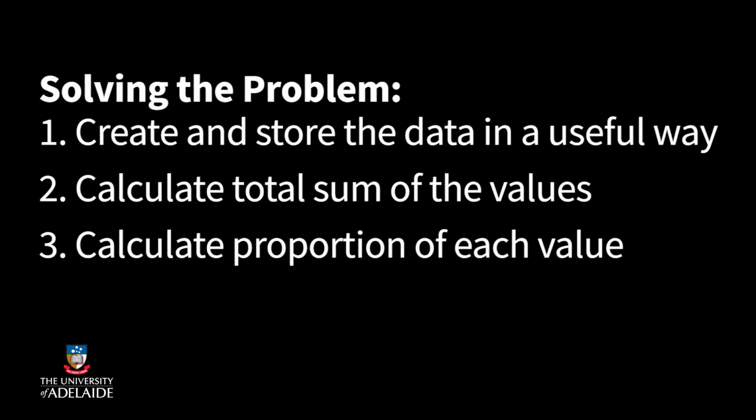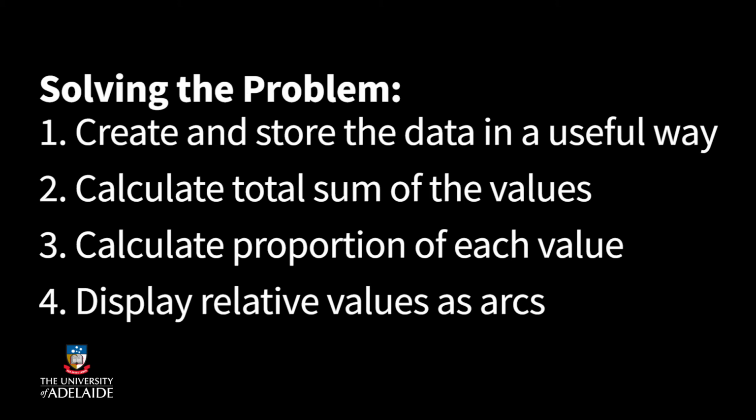The sum will allow you to calculate the proportion of each value relative to the whole. Using the proportions, you will then display the relative values as arcs, where each becomes a segment of a circle. The segments will need to visually stand out using different colours, and the segments will need to be labelled. These are the main components of this problem. There will be several challenges and other factors you will have to consider to complete this program. Let's get started.